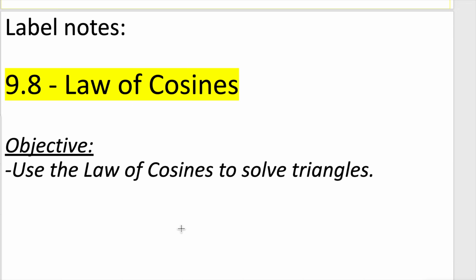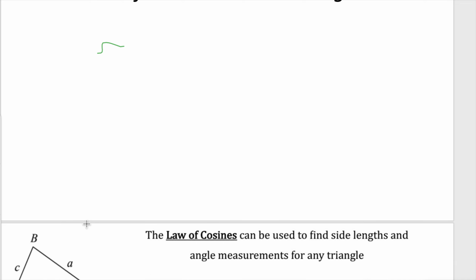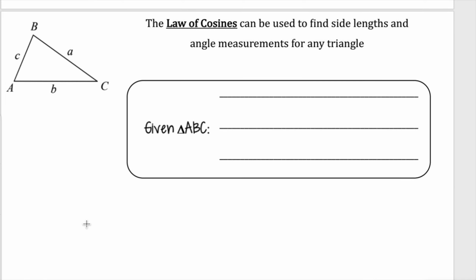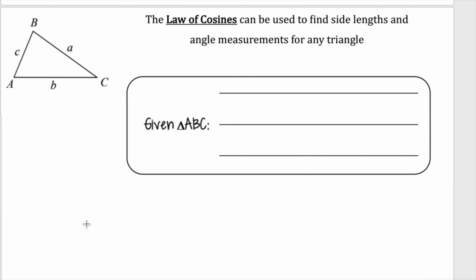Today we're going to look at 9.8 Law of Cosines. So how do we use the Law of Cosines to solve triangles, and what is it? The Law of Cosines can be used to solve side lengths and angle measures of any triangle. Given triangle ABC, notice that across from angle A we have side a, across from angle B we have side b, and across from angle C we have side c.